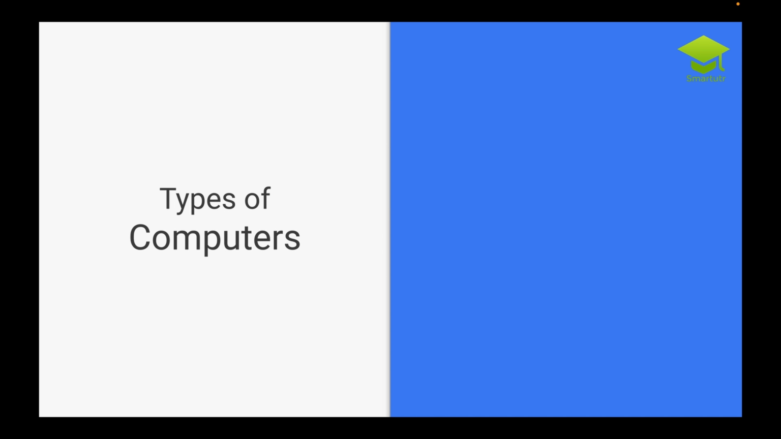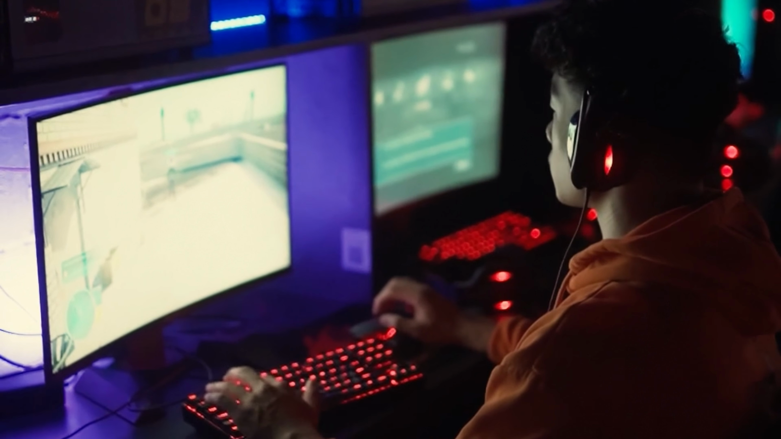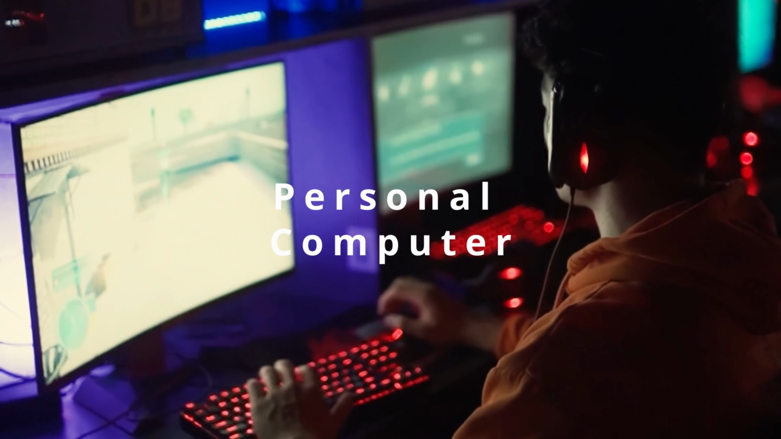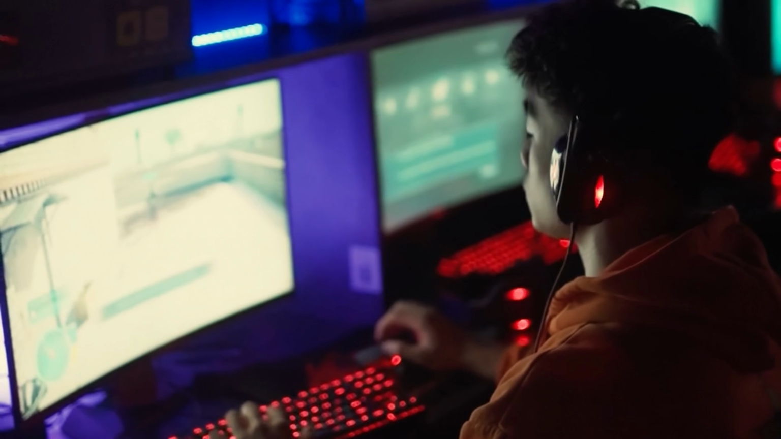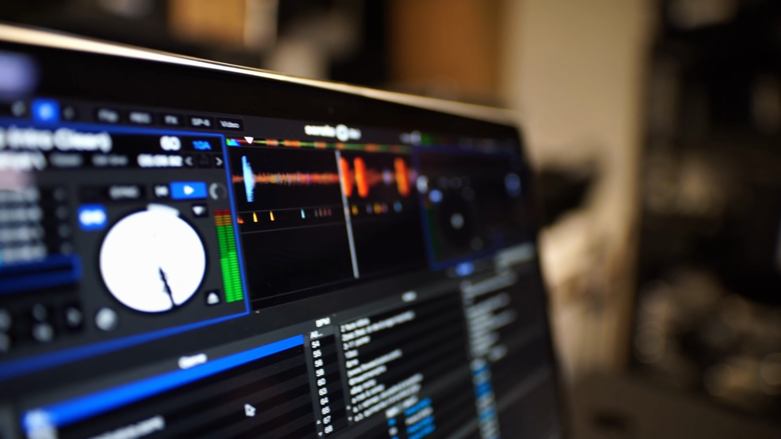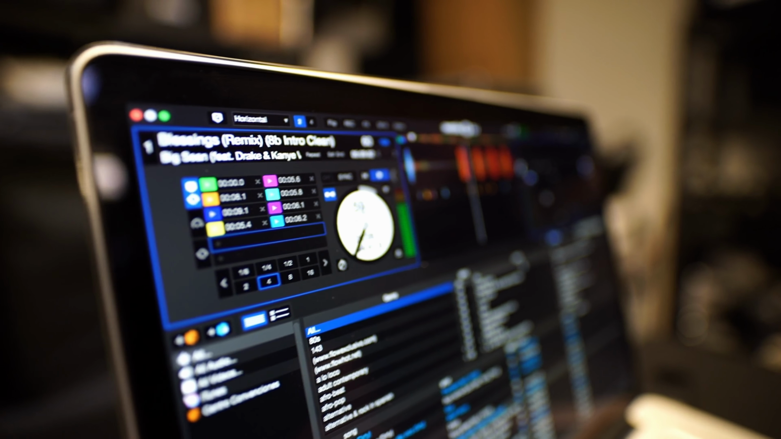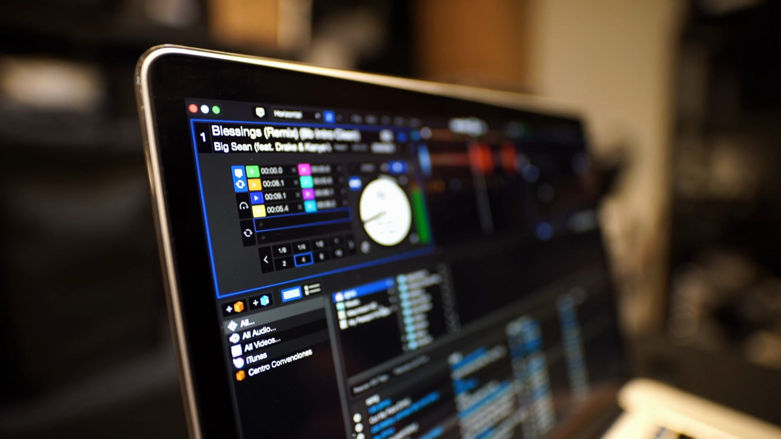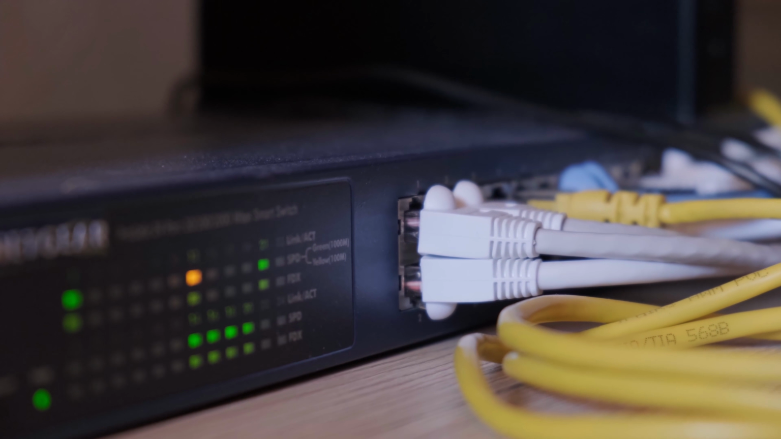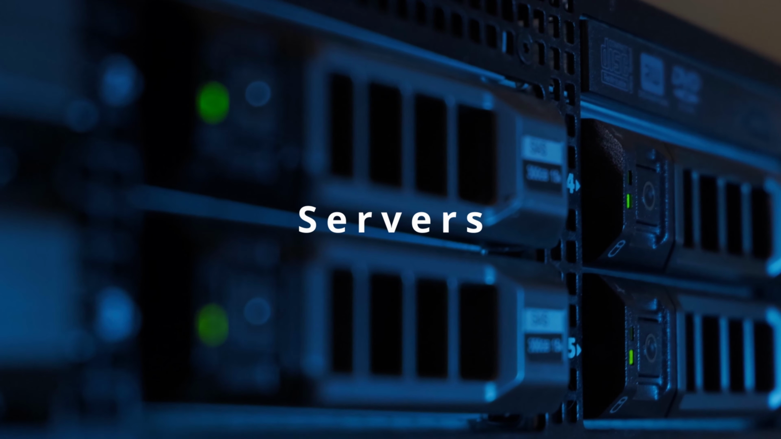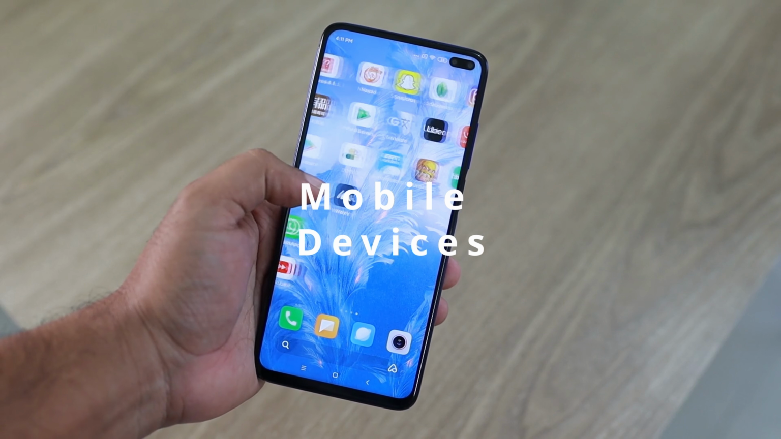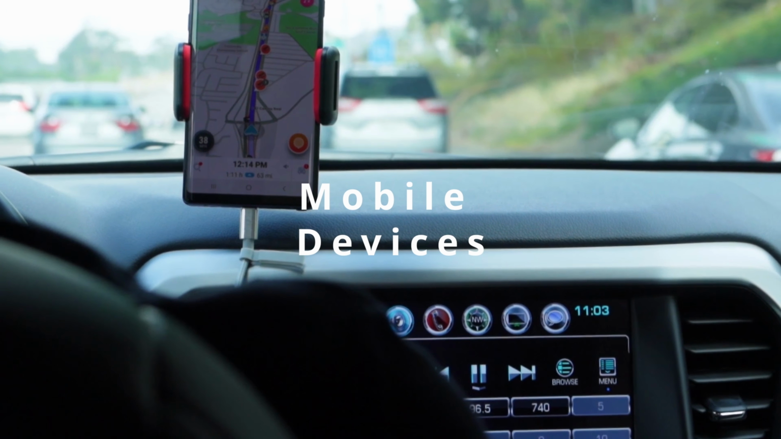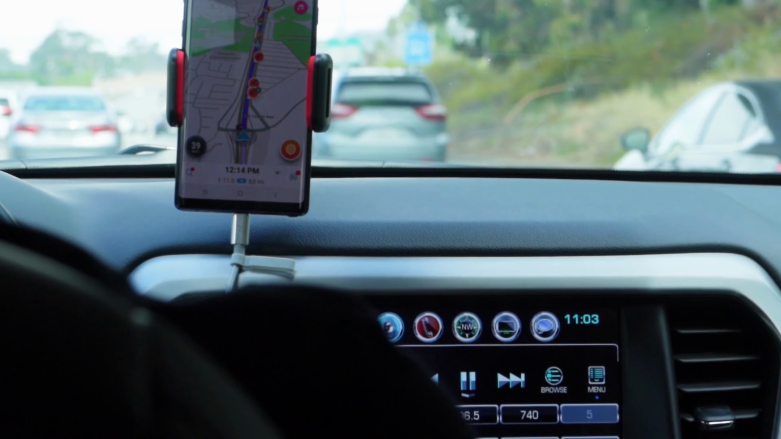There are many types of computers, but the most common type is the personal computer, or PC. A PC is a computer that is designed for individual use, and it can be used for tasks such as word processing, browsing the internet, creating and editing documents, and more. Other types of computers include servers, which are used to store and process data for multiple users, and mobile devices, such as smartphones and tablets, which are portable computers that can be carried with you.